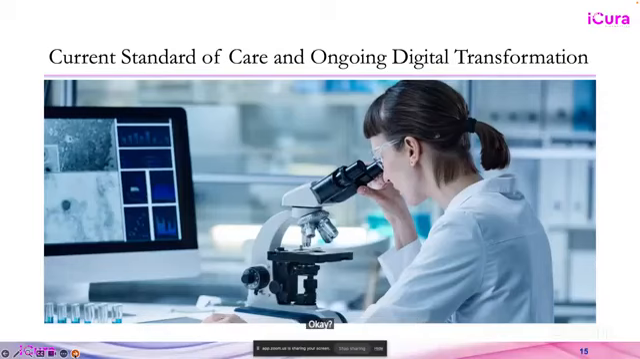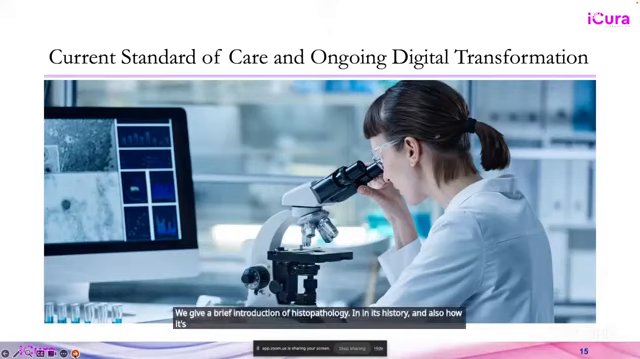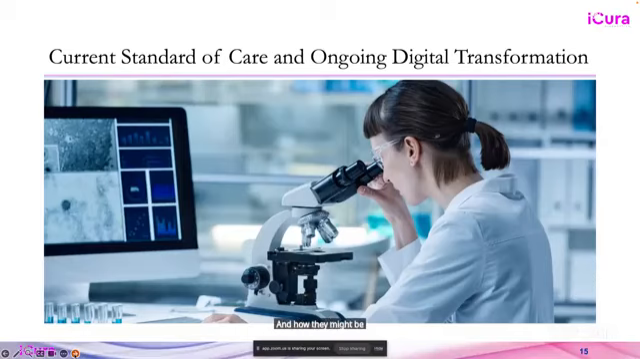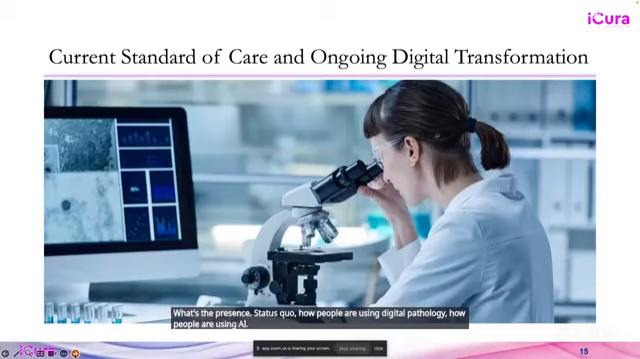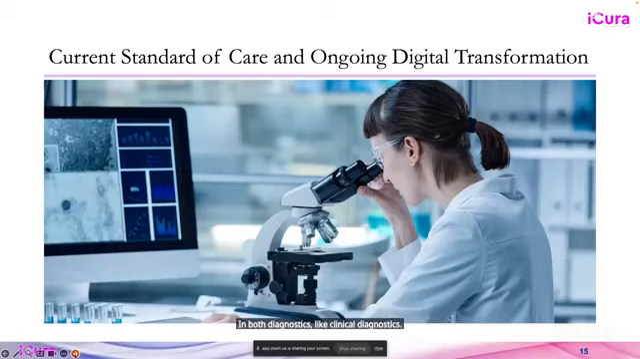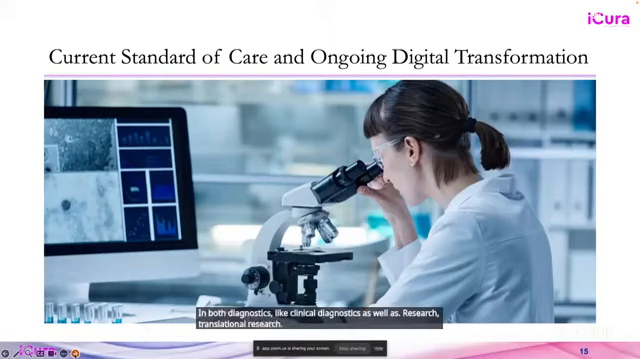Okay, so in the first section so far, we gave a brief introduction to histopathology and its history, how it's related to digital pathology, what the concept of digital transformation in histopathology is, and how it might be implicated in AI development. Now let's talk about the present status quo: how people are using digital pathology and AI in clinical diagnostics, as well as translational research, and even drug development.